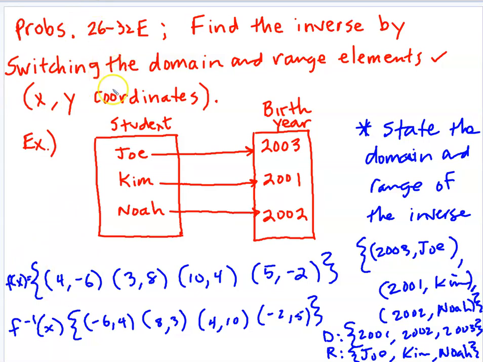All right, so here we have 26 to 32 even. You're going to be doing some things like this, where you're basically switching the XY coordinates to come up with the inverse.